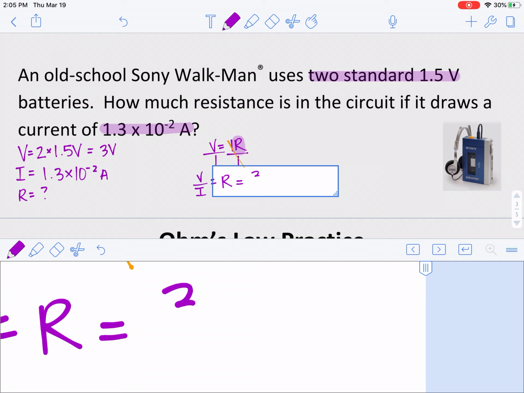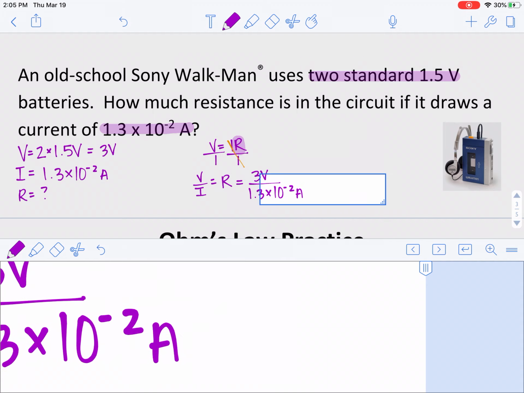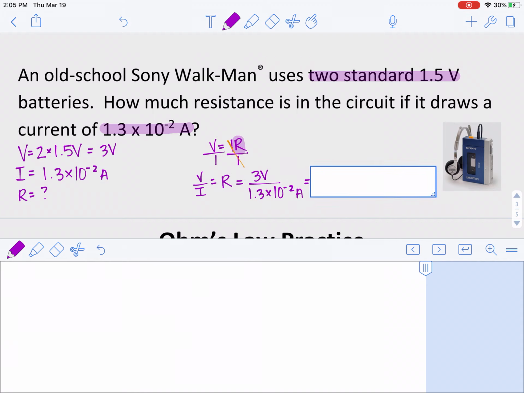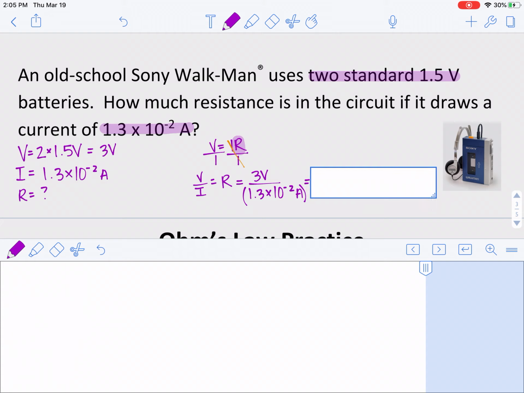My voltage is 3 volts. I'm going to divide that by my 1.3 times 10 to the negative second amps. It's important that when you're plugging this into your calculator, so this would be a good time to pause after I explain this, especially if you're plugging that denominator in scientific notation, you need to put parentheses around this denominator. Otherwise, your calculator may not perform the operation that you want it to. So make sure you put parentheses in that denominator so that you're calculating this correctly. So if you want to go ahead and pause, try it out first, and then come back.